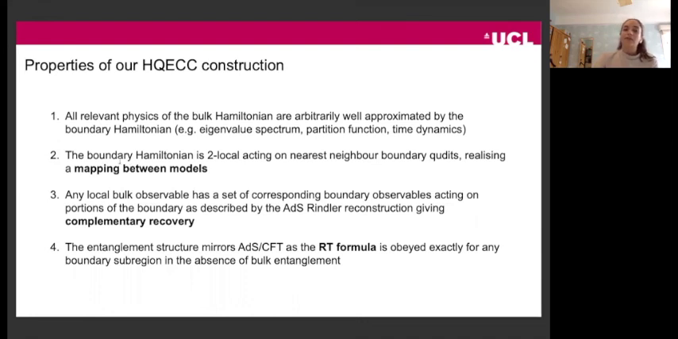Secondly, considering we have that Hamiltonian simulation step on top of the tensor network, our boundary Hamiltonian is going to be two-local and acts on nearest neighbor boundary qubits, realizing a mapping between models in this sense. Thirdly, any local bulk observable will have a set of corresponding boundary observables that act on portions of the boundary, as described by the AdS-Rindler reconstruction, giving complementary recovery. And finally, the entanglement structure does mirror AdS/CFT, as the Ryu-Takayanagi entropy formula is obeyed exactly for any boundary subregion in the absence of bulk entanglement.